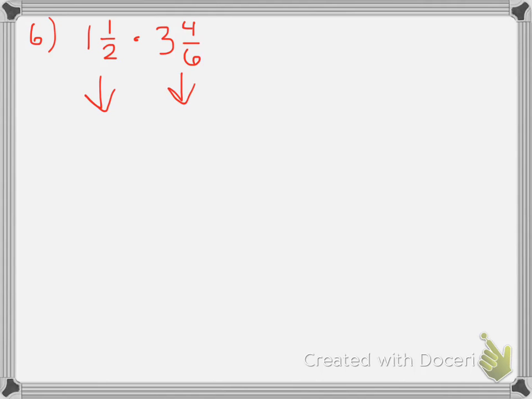First thing you want to do, turn them both into fractions. So this one would be 3 halves. Over here, 6 times 3 plus 4. 18 plus 4, what is that, 22? 22 sixths.